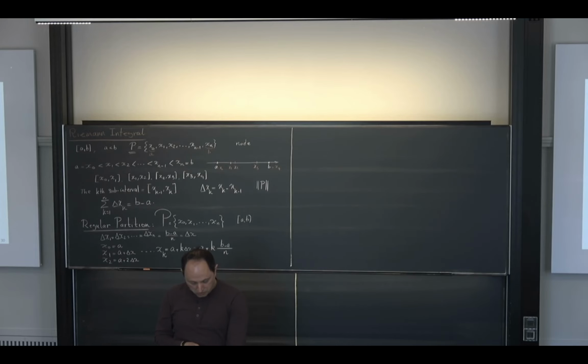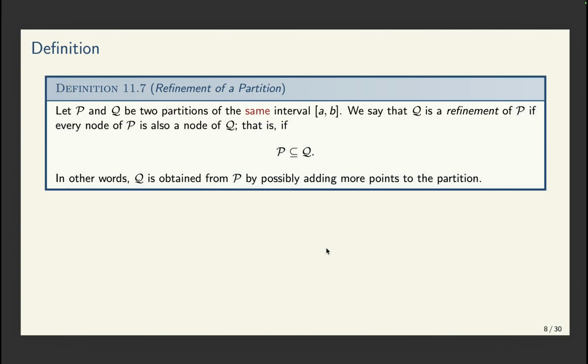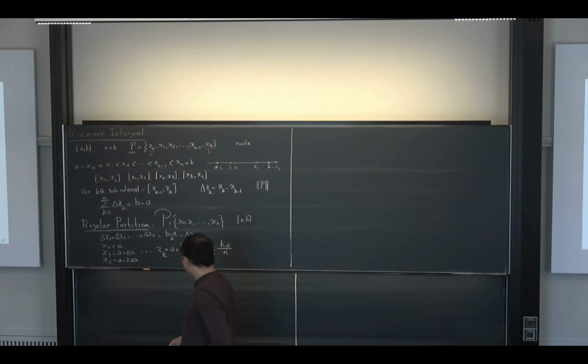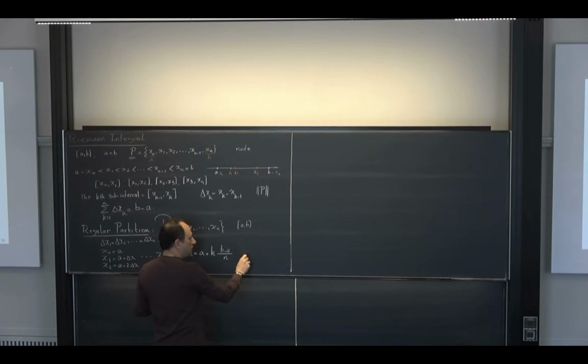Okay, so these are just terminologies. This is the word that we use: a refinement of a partition. If I have two partitions of the same interval, let us say P and Q are partitions for this interval, and P is a subset of Q, then I call Q a refinement of P.